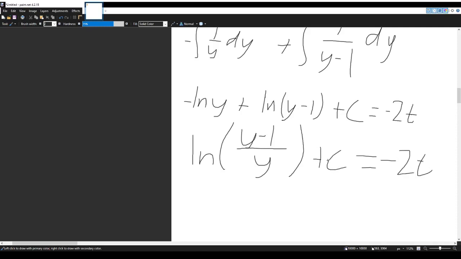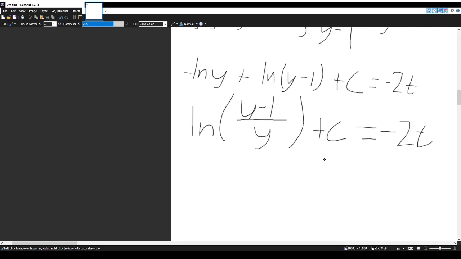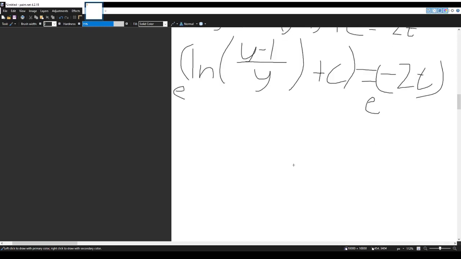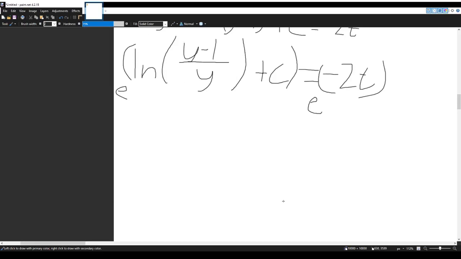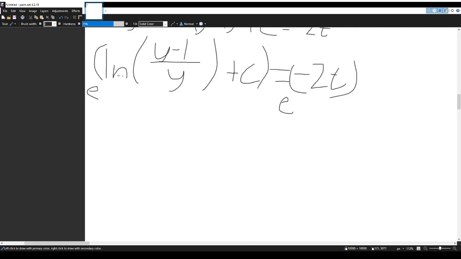So now what we can do with this is make both sides of this equation an exponent of e. So I can say e to the power of this whole side equals e to the power of this whole side. And so we can use more of our properties here. So e to the power of the natural log of this is just going to be this, right? That's pretty much the definition of logarithms. But we have this plus c here. But if you remember our properties of exponents, we can deal with that pretty easily.